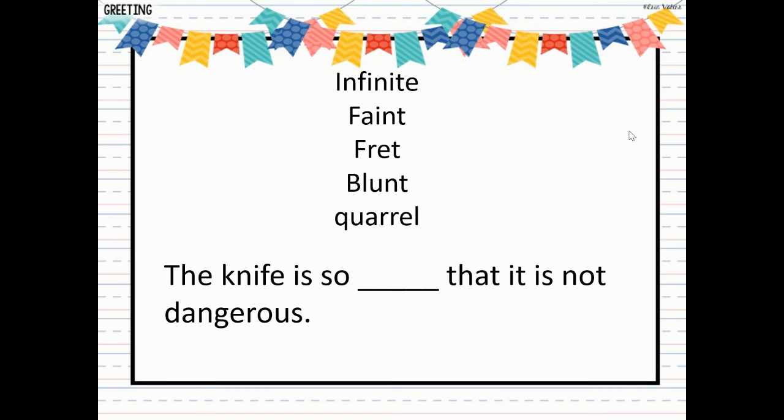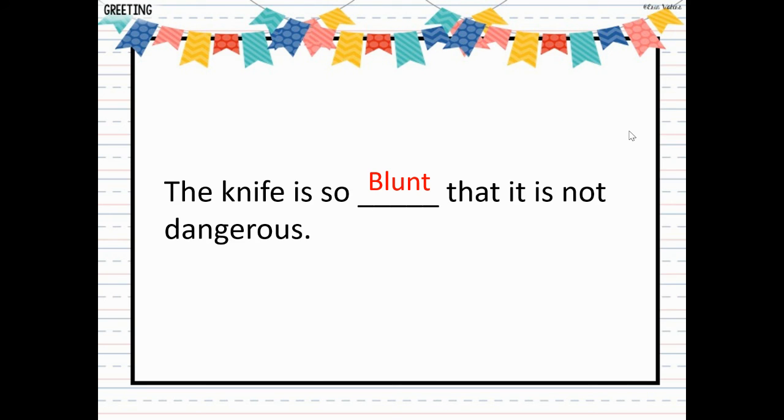Our next sentence, the knife is so blank that it is not dangerous. So think about a knife, think about it not being dangerous. Which word would make the most sense here? The word that goes in this blank is blunt. The knife is so blunt that it is not dangerous. And remember, blunt means not sharp.